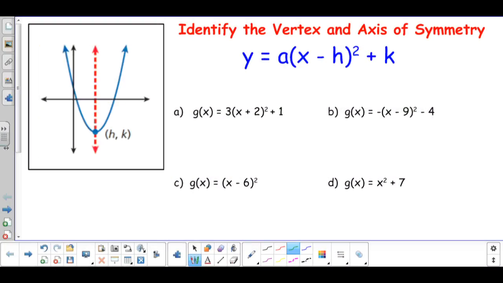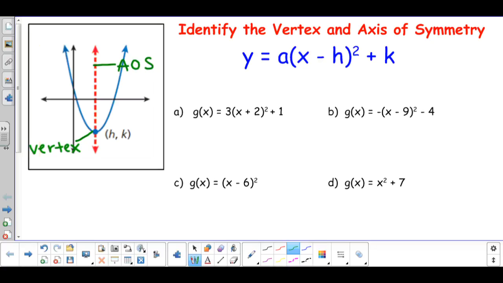So here we're going to identify the vertex and the axis of symmetry. Your vertex is either the highest or lowest point of the parabola, depending on how it opens. And your axis of symmetry is a vertical line that divides your parabola in half, and it goes through that vertex point.